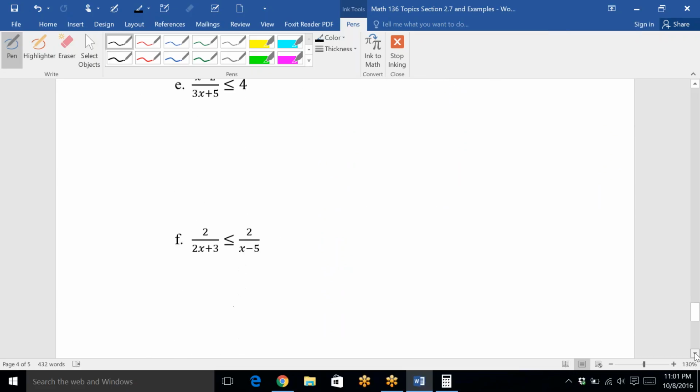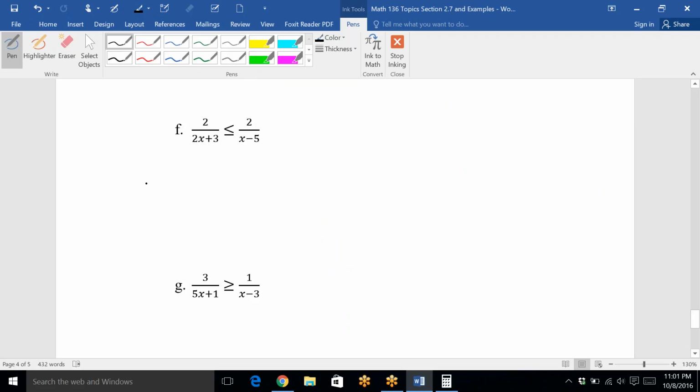Okay, that gets us to the other two I skipped in class, which were F and G. So when you're dealing with this, notice the 0 is not already set up on this side. You must move everything to one side. You cannot cross multiply. This is not an equation, it's an inequality. Cross multiplying is only for equations.